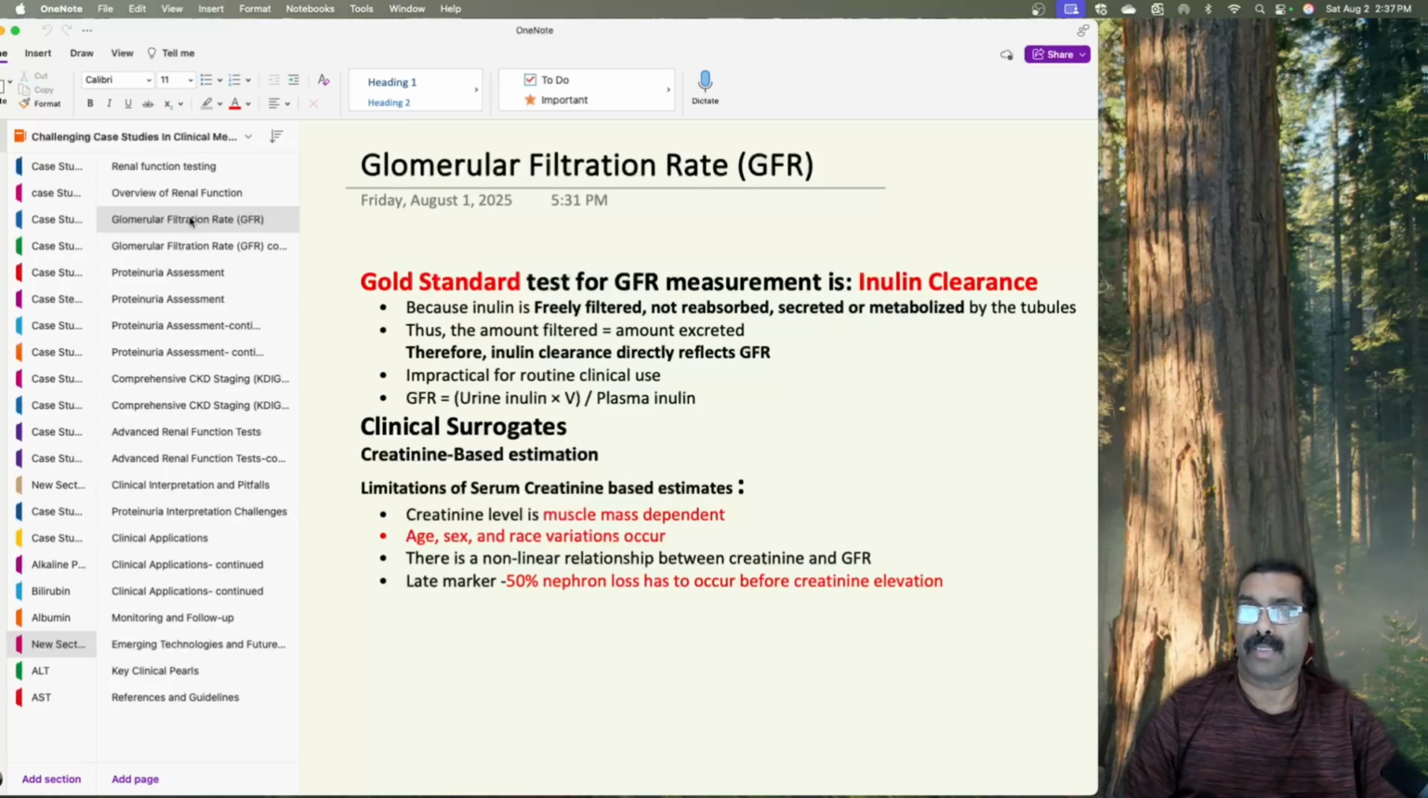Clinical surrogates of GFR. Creatinine-based estimation. Limitations of serum creatinine-based estimates. Creatinine level is muscle mass dependent, and depends on age, sex, and race. There is a non-linear relationship between creatinine and GFR. It is a late marker. 50% nephron loss occurs before creatinine elevation.